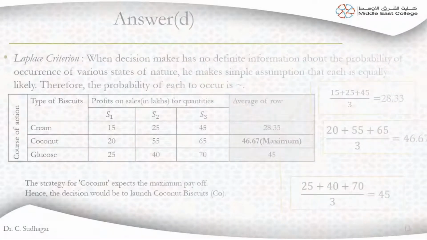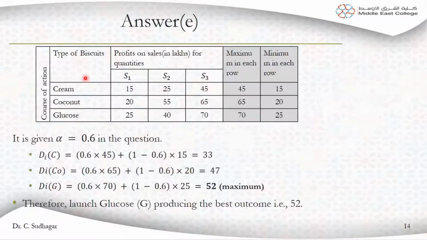The next one is the Hurwicz criterion or experts criterion. What the experts criterion says is first you should find the maximum values and also the minimum values. Then you mix these two things with the experts coefficient. The experts coefficient will be given to you in the question. For example, in this question it is given that criterion alpha is equal to 0.6.